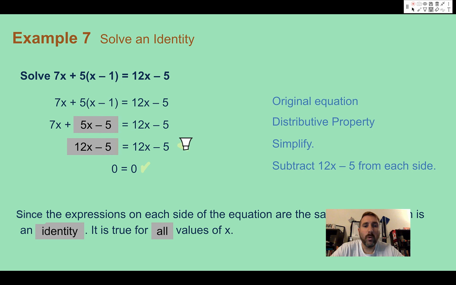If we go back one step from the end, 12x minus 5 equals 12x minus 5. This is where we can tell that no matter what we plug in, we're going to get a true statement. If I plug in 1, 12 minus 5 is 7, and on this side, 12 minus 5 is 7. If I plug in 2, 24 minus 5 is 19. On this side, 24 minus 5 is 19. Still true. No matter what we're plugging in, we still get a true statement. This is infinite solutions, or called an identity.